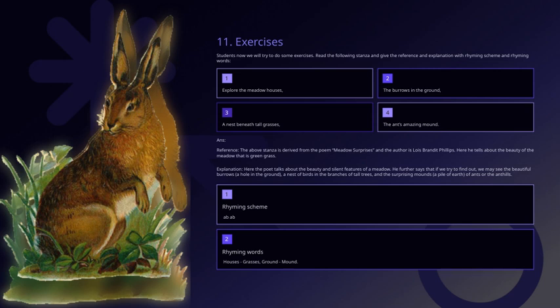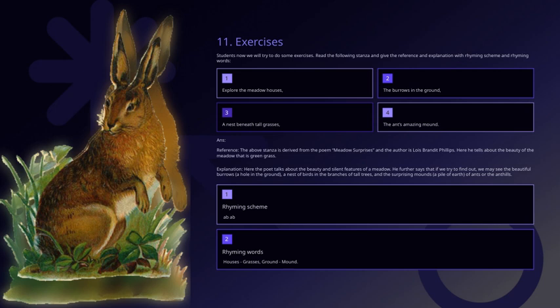Now let's look at the rhyming scheme. It follows an ab-ab pattern. The rhyming words are houses with grasses and ground with mound. These rhymes help give the poem a musical flow, making it more enjoyable to read aloud.